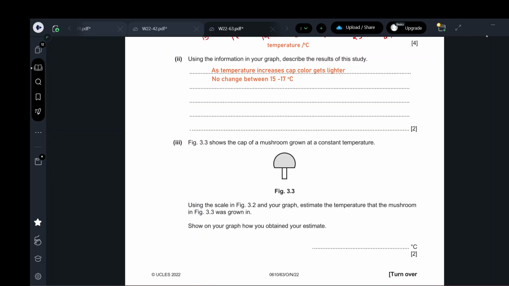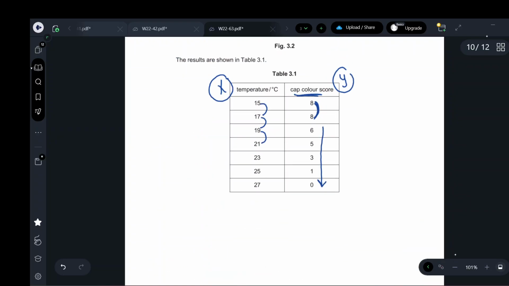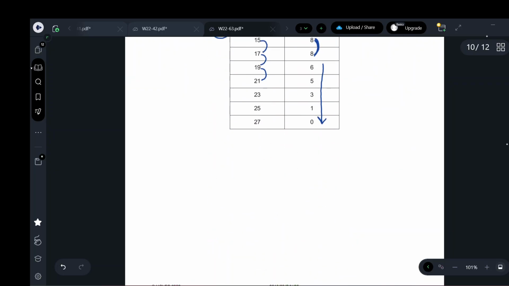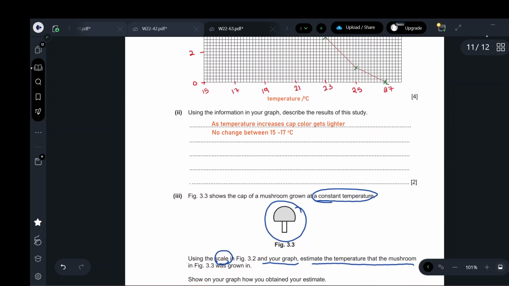Figure 3.3 shows the cap of the mushroom grown at a constant temperature. Use the scale and your graph to estimate the temperature at which this mushroom was grown. What score do I give this mushroom? I think it would be a 2 or a 3. If you choose 2, it's correct. If you choose 3, it's correct. Let's say I will give it score 2.